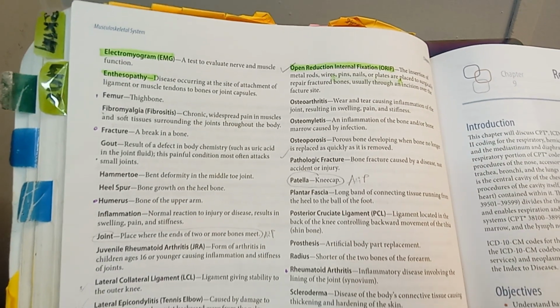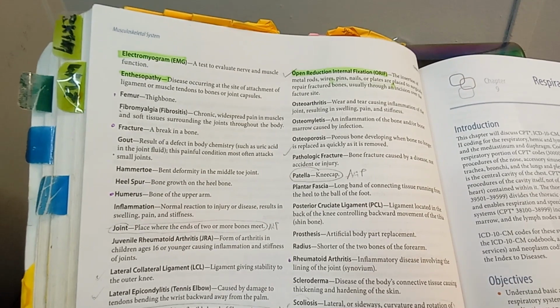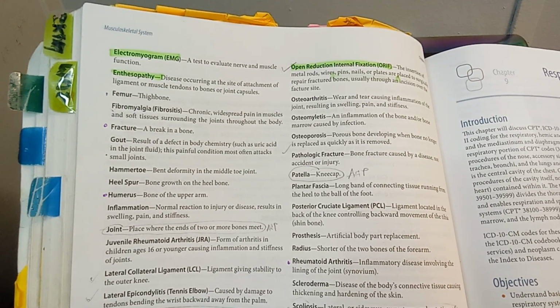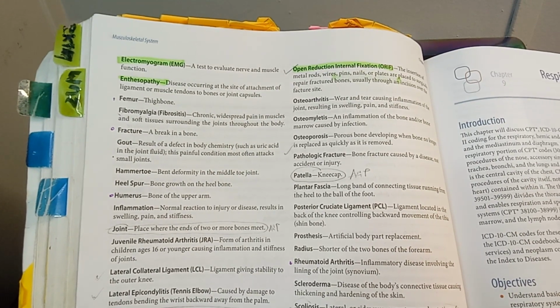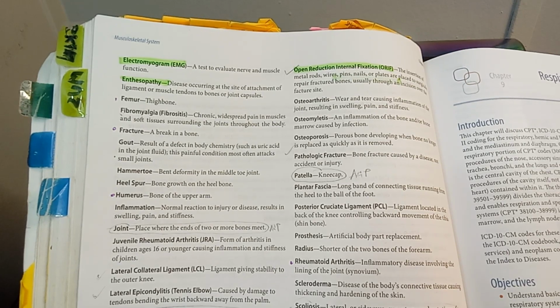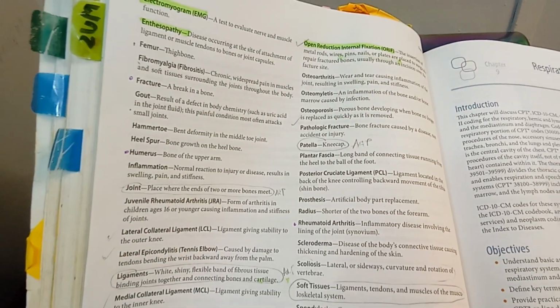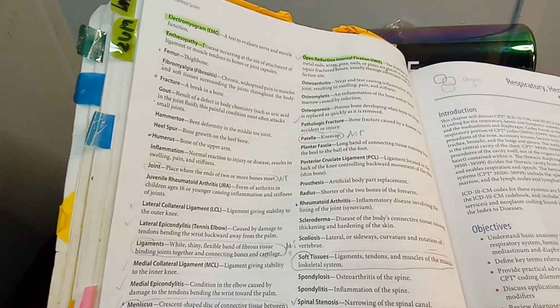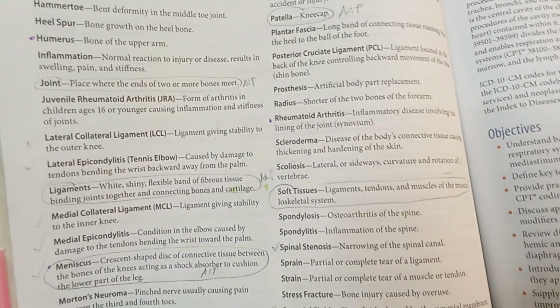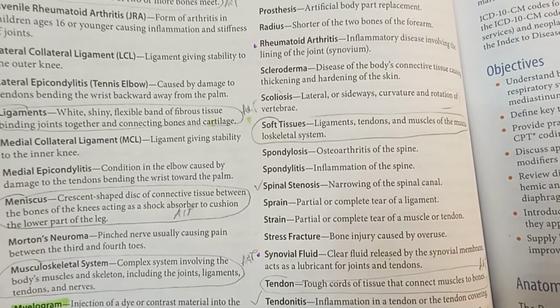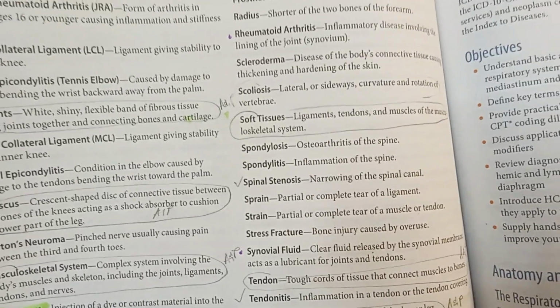Okay, all right. The radius is another body part. Rheumatoid arthritis, that's a common diagnosis with a lot of patients. So let's go down. You have soft tissue. And let me see if there are others. Sprains, strains, synovial fluid. You will see a lot of that.